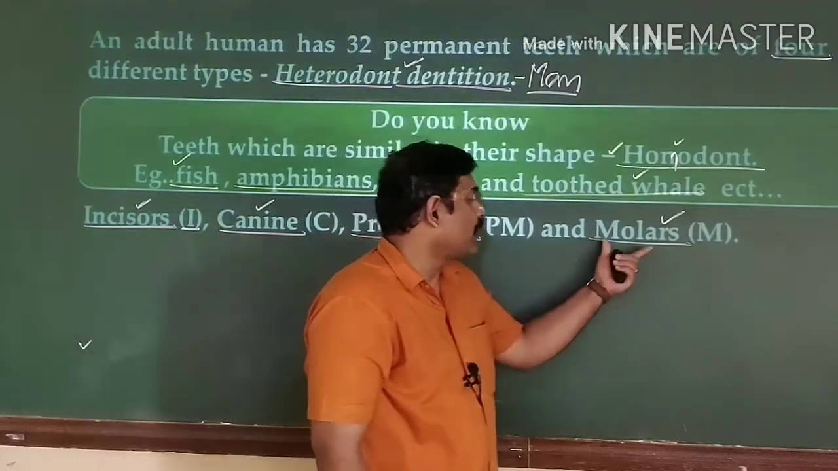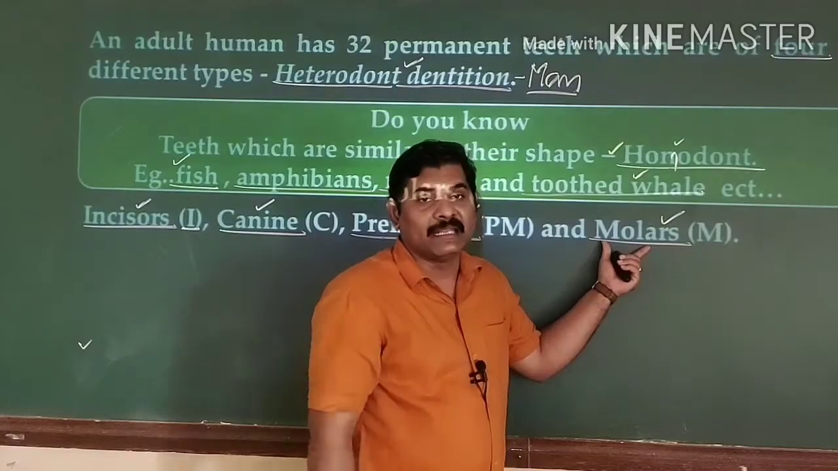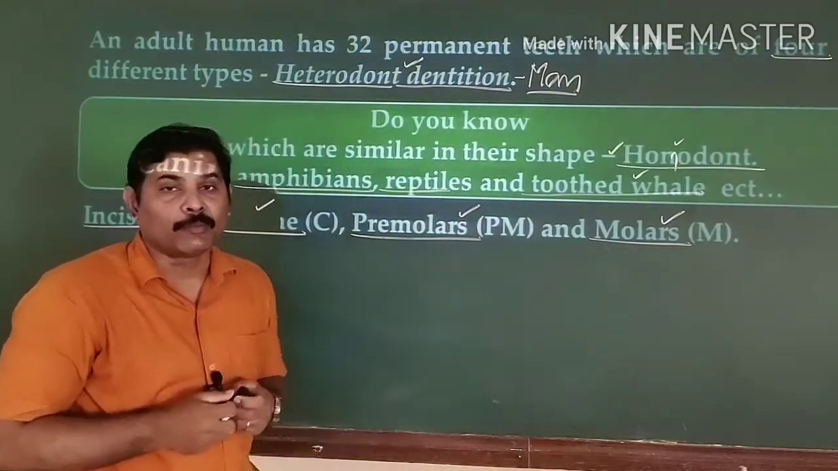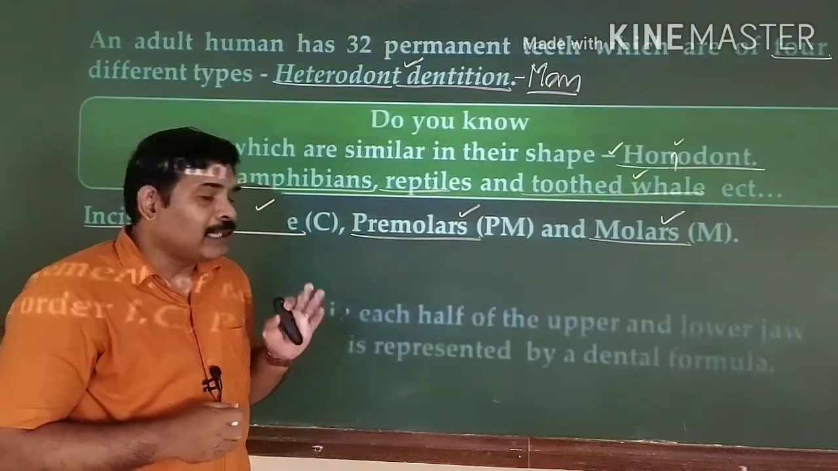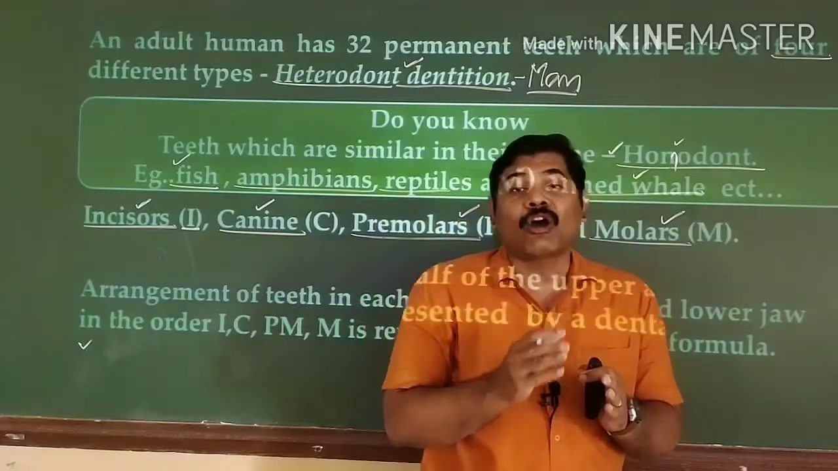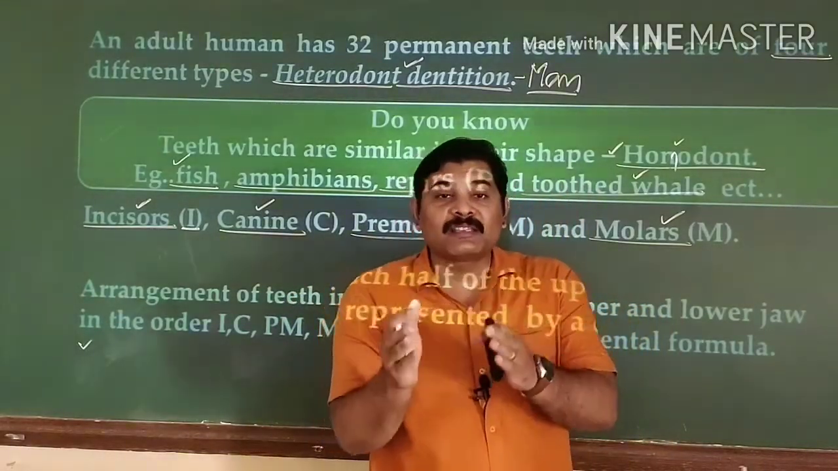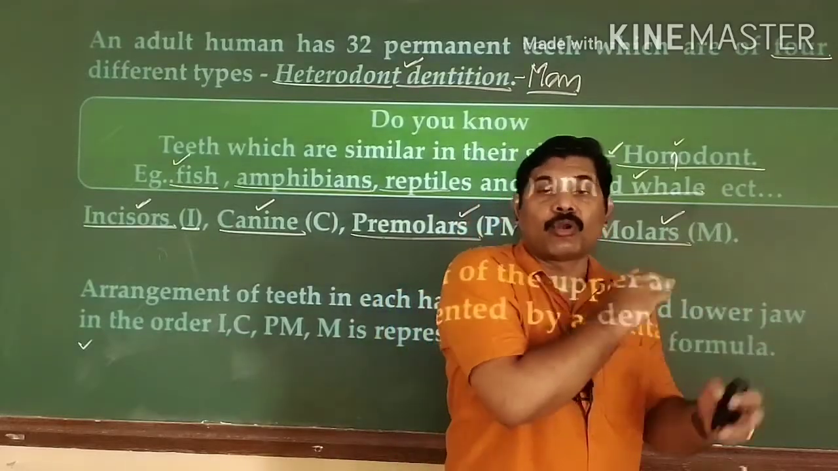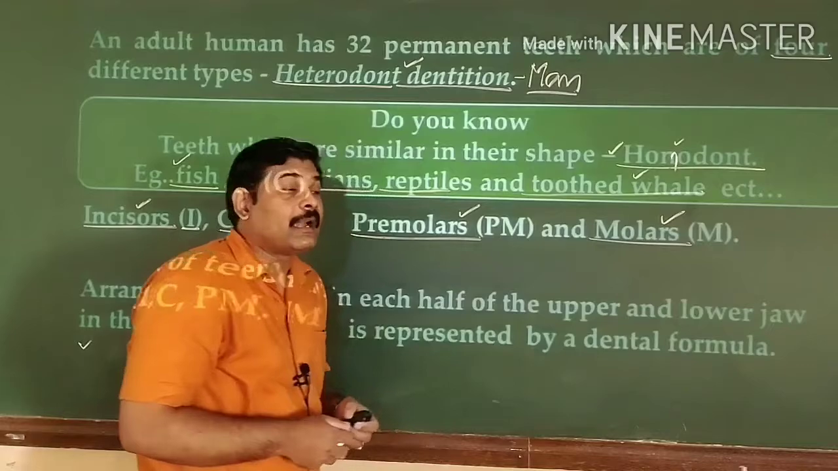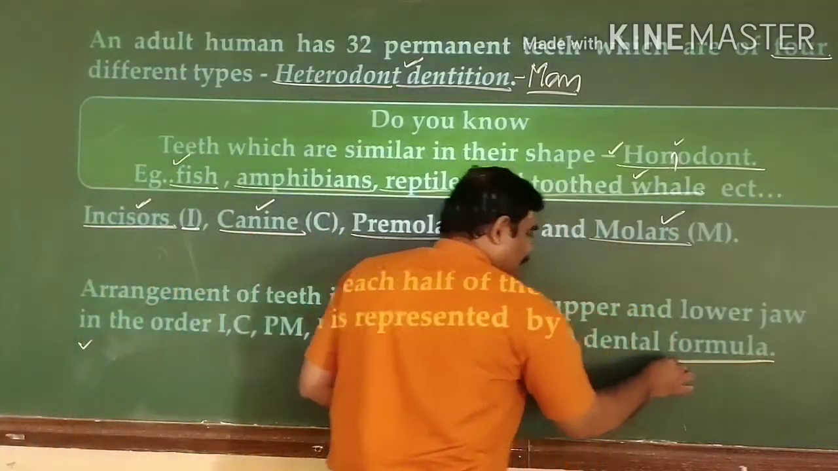That is the reason why these are known as the molars or grinding teeth, right? These are all the 4 varieties of teeth that you can find in human beings. When you see here, these teeth are arranged in each half of the upper and lower jaw in the order of incisors, canines, premolars and molars, and such an arrangement is represented with a dental formula, right? The dental formula that we call it.